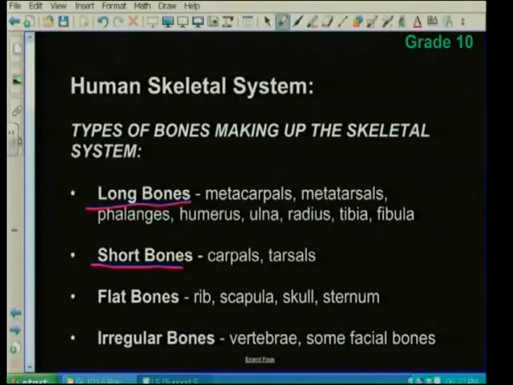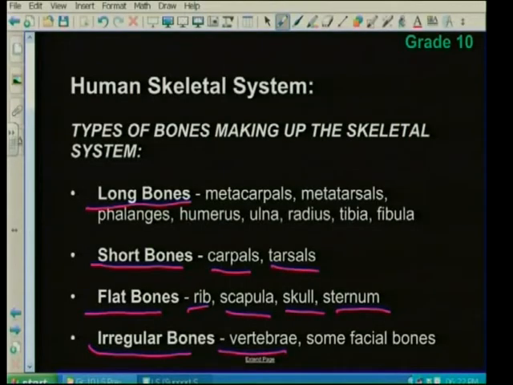The short bones are the carpals and the tarsals. Flat bones: the rib, scapula, skull, sternum. The skull, the flat bone is this one here, the cranium. Irregular bones, that means bones that have no regular shape, are the bones of the vertebrae and some of the facial bones.